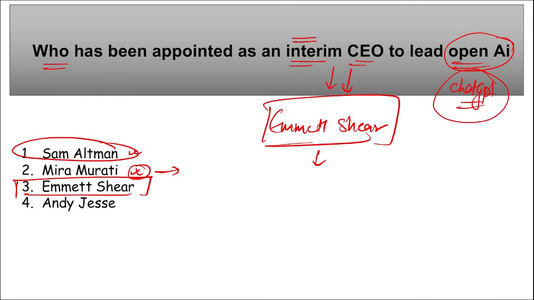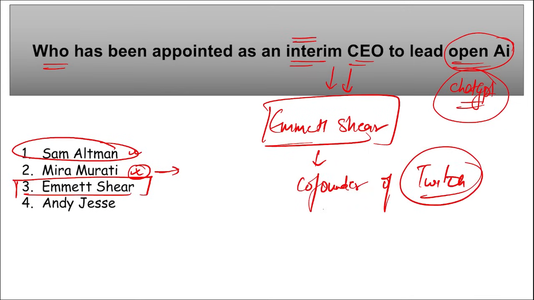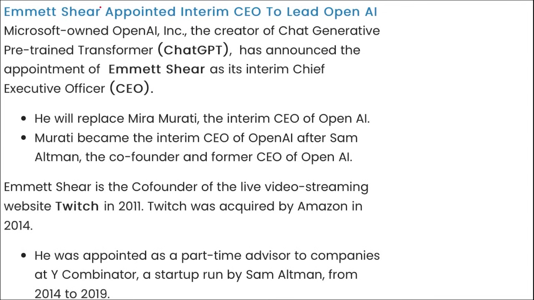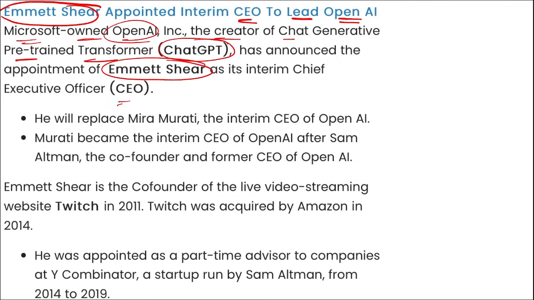And Amit Sher, remember, he is who? Why he was appointed? Because he was basically we can say the co-founder of Twitch. If you remember Twitch platform, this is a live streaming platform, and he was the co-founder of Twitch platform, and now he has been appointed as the interim chief executive officer of OpenAI. And Sam Altman will be now working with a team of Microsoft, and he will be leading them towards making their own AI products. Right? Next, remember Amit Sher appointed interim CEO to lead OpenAI. Microsoft owned OpenAI, the creator of ChatGPT pre-trained transformer. As I just said, OpenAI launched ChatGPT, and they have announced Amit Sher as their interim chief executive officer. He will replace Mira Murati as the interim CEO of OpenAI.